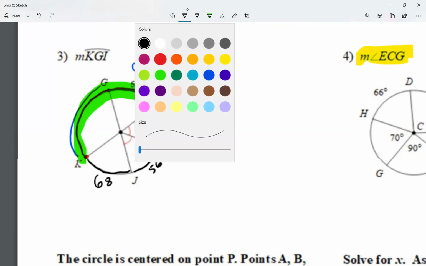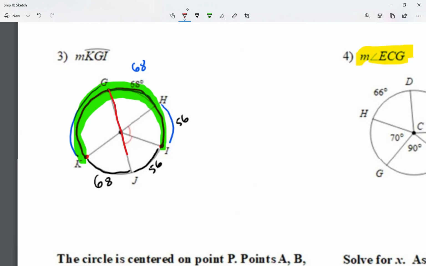I can use the vertical angle theorem to find out what the arc KG is. Let me look at an X here. This angle right here is 112. Remember the vertical angle theorem: when there's an X, opposite angles are equal to each other. So this is 112. Nice. I think I have enough to figure out what that is, so I'm just going to add them up: 112 plus 68 plus 56, which is equal to 236. The arc KGI is equal to 236.